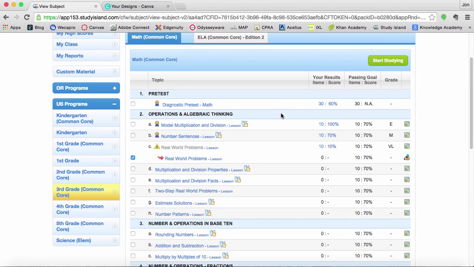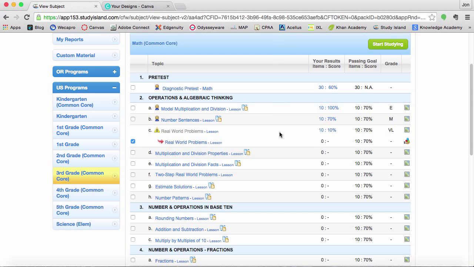Let's take a look at an example lesson here. So I'm going to click on multiplication and division properties.